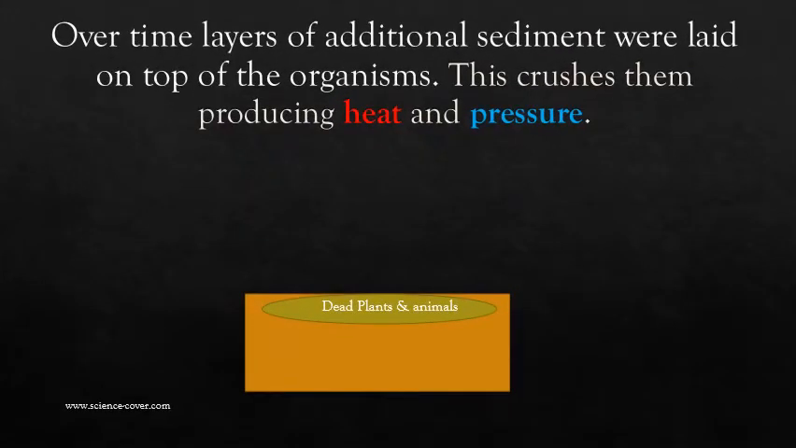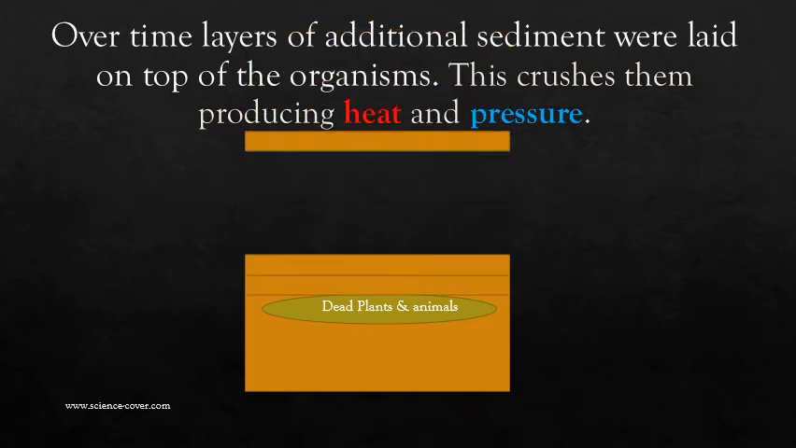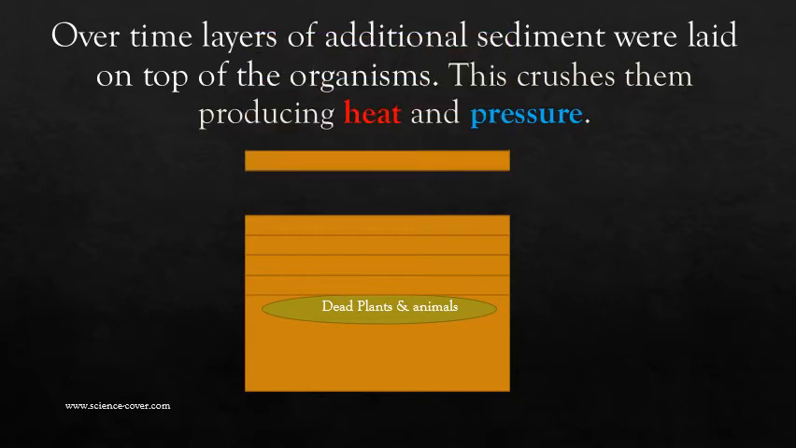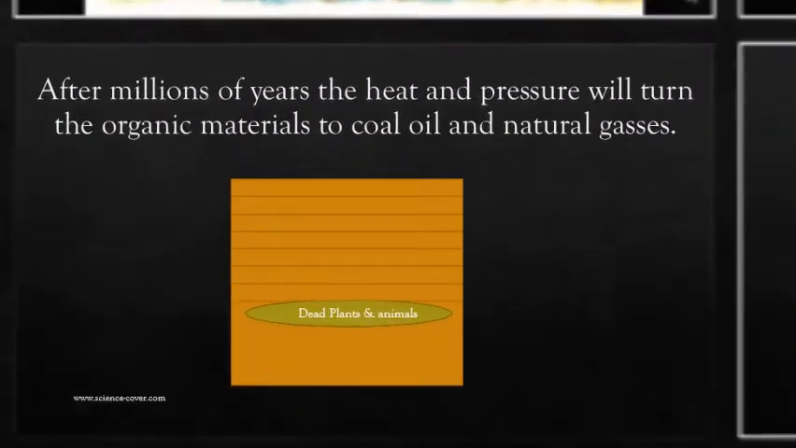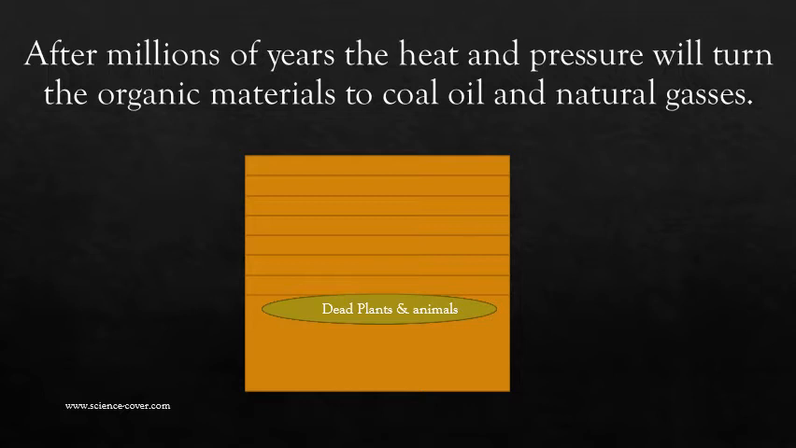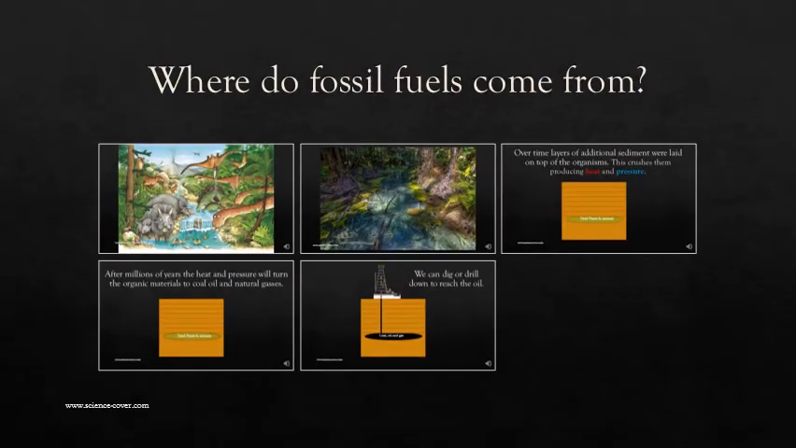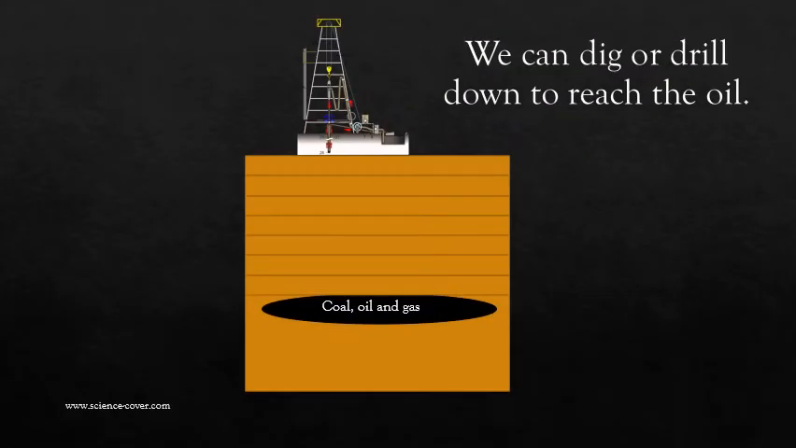Over time, layers of additional sediment were laid on top of the organisms, crushing them and producing heat and pressure. After millions of years, the heat and pressure will turn the organic materials to coal, oil, and natural gases. We call these fossil fuels. We can dig or drill to get to the fuels, which are deep underground.